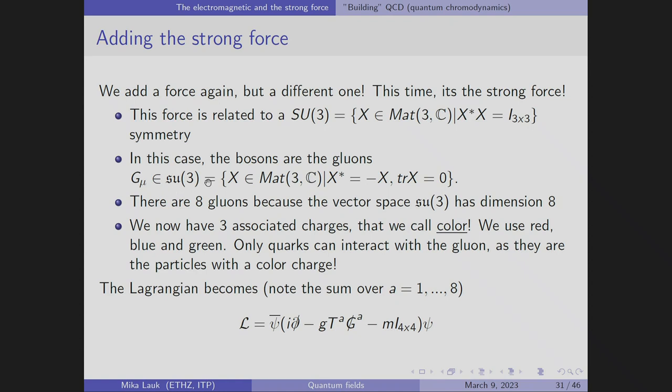In this case, the boson that's related to this is the gluon, and the gluon is in this thing that I call little su3. People who know what Lie algebras are, this is the Lie algebra of big SU3. For people who don't, this is some vector space of other 3x3 matrices that have the property that they're anti-Hermitian and their trace is 0. Trace being the sum over the diagonal elements. What's important is that this vector space here has dimension 8. So instead of just R, which has dimension 1, right, for the photon, because we now have dimension 8, we have 8 different gluons.